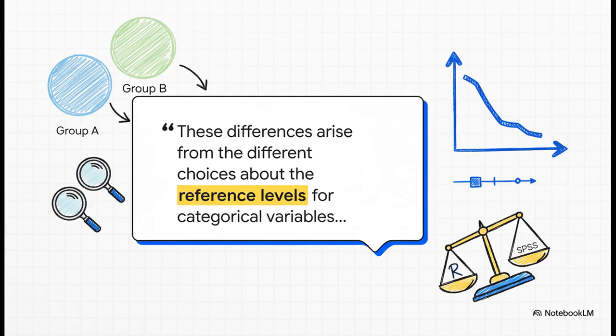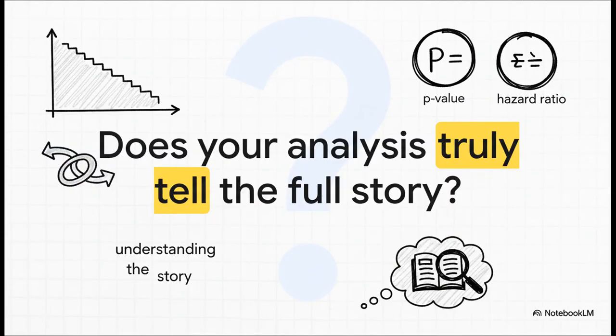Each program just picked a different group to be the baseline for comparison. So R was basically asking, how is the treatment group different from the untreated group, while SPSS was asking the exact opposite question. The math is the same, but the output looks like a mirror image. And that brings us right back to where we started. A drug can have a lower average survival time, but still be a lifesaver.